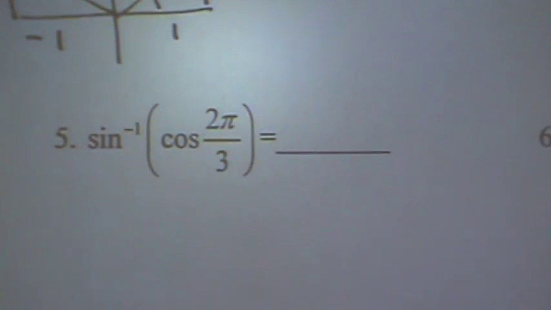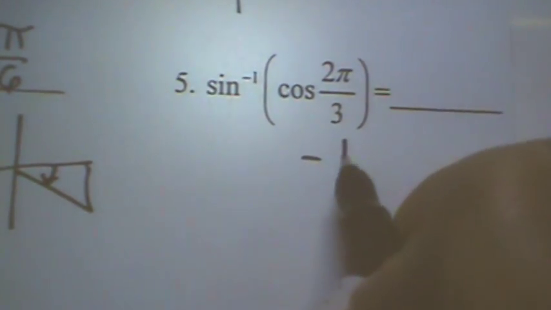Cosine of 2 pi over 3. Well, where is 2 pi over 3? It's right here. From here to here is 2 pi over 3. So this is a 60-degree angle right here. This is 60 from here to here. So this side is root 3. This is 2. This is a -1. So what is the cosine of this angle? It'd be -1/2, because it's in quadrant 2.